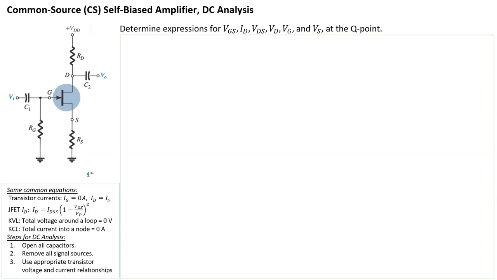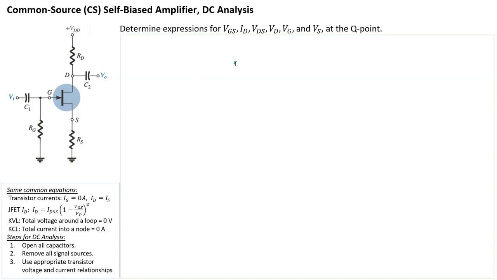Hi everyone. In this video, we're going to do a DC analysis of this common source self-biased amplifier. The active device here is an N-channel JFET. We're going to figure out the expressions for VGS, the gate to source voltage, VDS, the drain to source voltage, ID, the drain current, and VD, VG, VS, the terminal voltages of the drain, the gate, and the source, respectively. And we're going to figure all this out at the Q point.